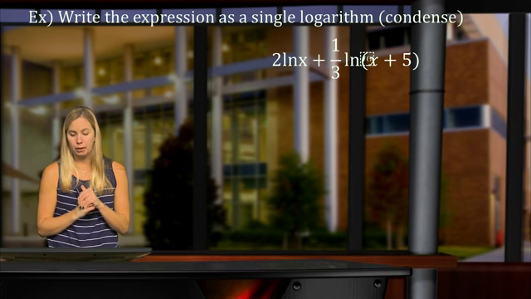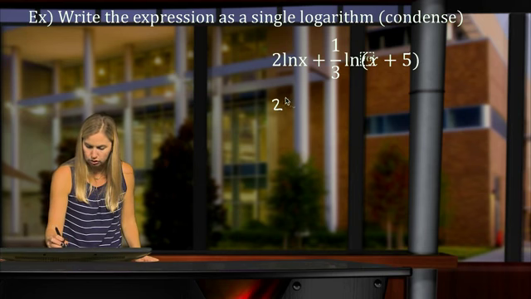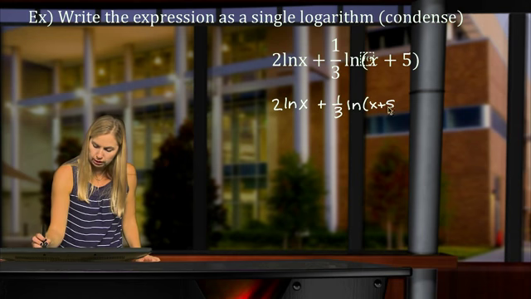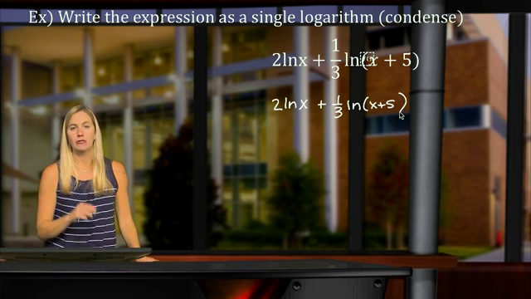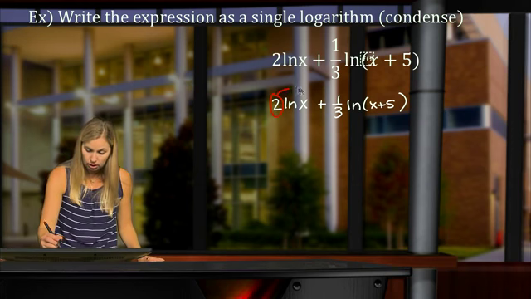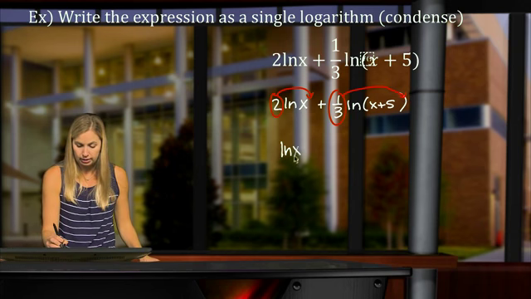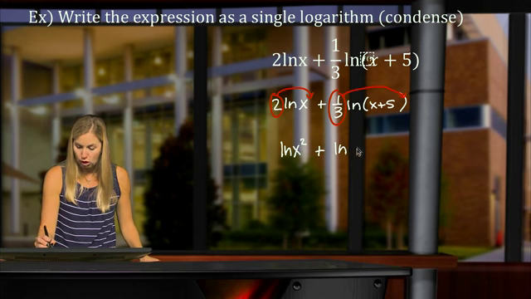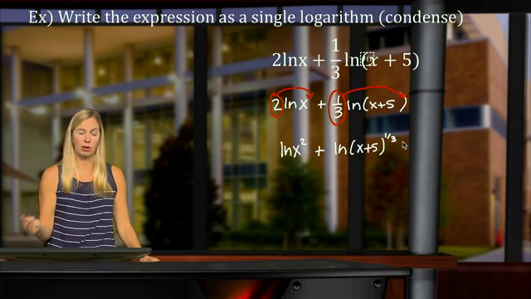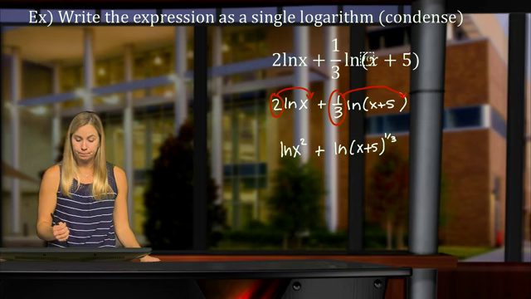Two natural log of x plus 1/3 natural log of x plus 5. And we have that same little icon here, so I'm going to rewrite this. If we look at the order, the first thing we want to get rid of or undo is our coefficients. So our coefficients are all going to become exponents first. So we have the natural log of x squared plus the natural log of x plus 5 to the 1/3 power. If you want to write that rational exponent as a radical and make it the cube root of x plus 5, that's a-okay, but you can leave it as a rational exponent as well.